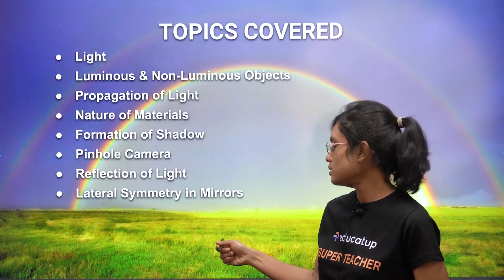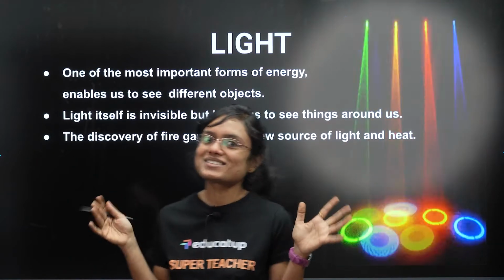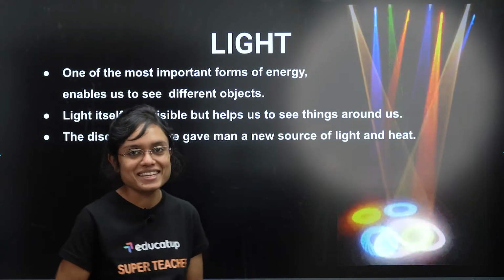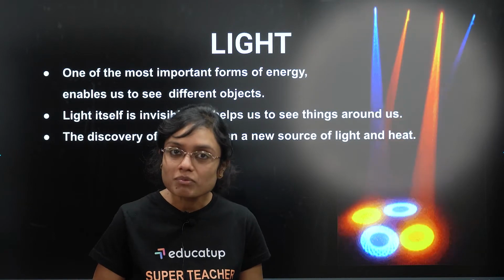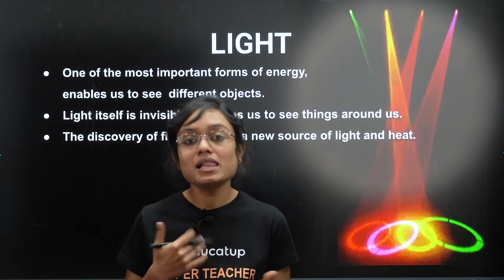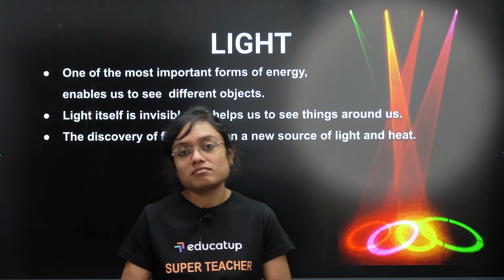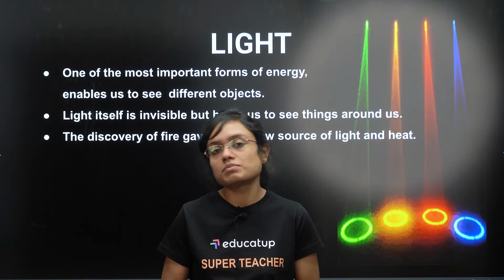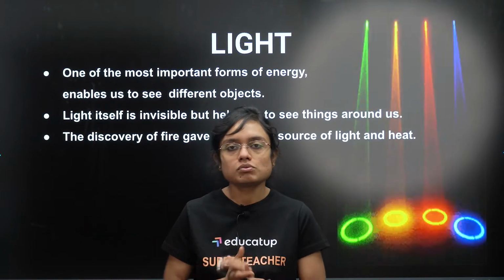Now let's see ahead. Light. Now you are looking at something dazzling, lights on the screen. Yes. So light is a form of energy, and it is that form of energy with the help of which we are able to see everything. But generally we say light is invisible in itself, but it makes all other objects visible to us.